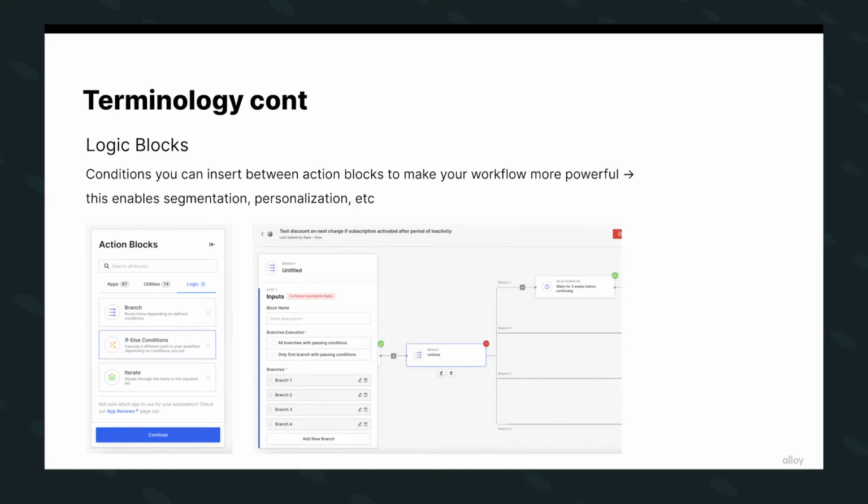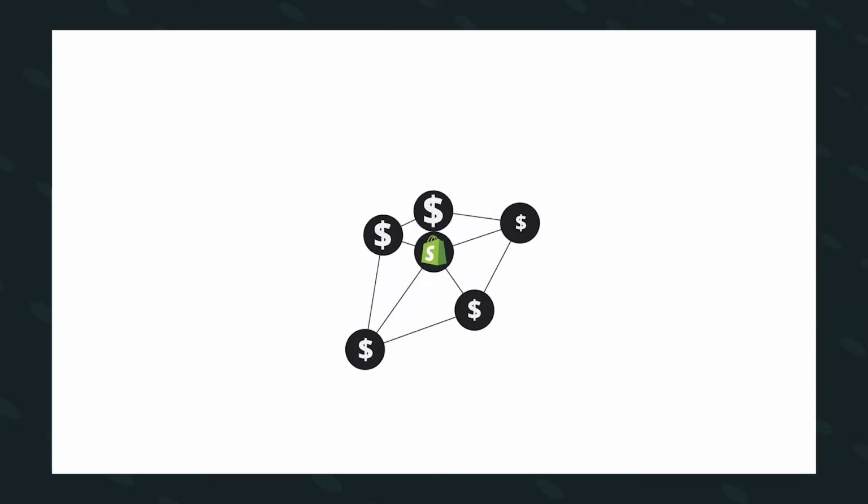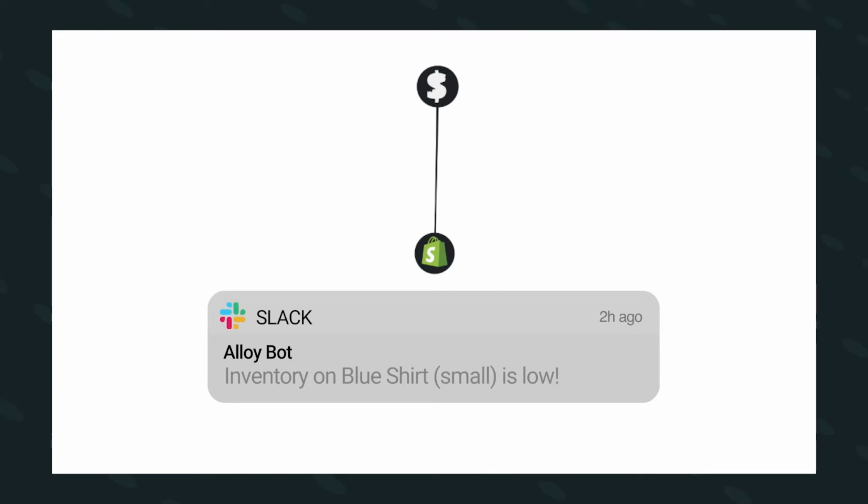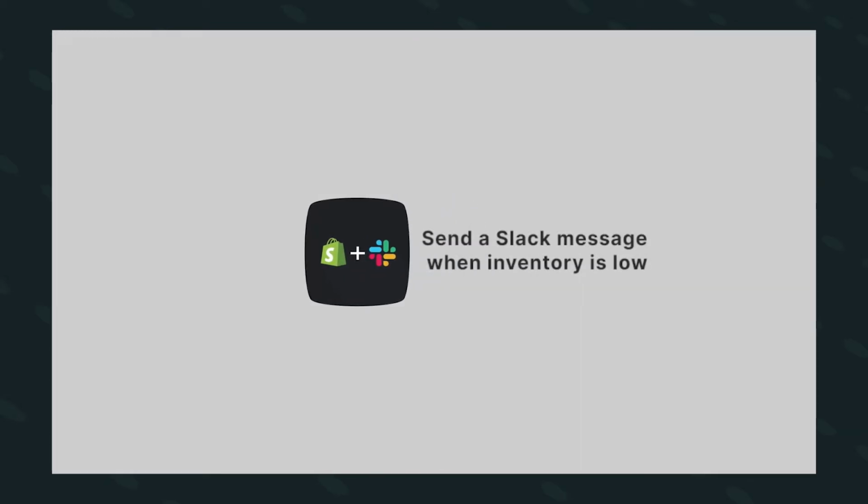So for segmentation, you can say if the total order value of this new subscription is equal to $10 or $20 or $30, you can perform different branches of action in different sets of action blocks depending on what logic you insert. And this is what enables you to build more complex workflows that let you be hands-off and pass off your manual work to Alloy. So let's go through a couple examples.